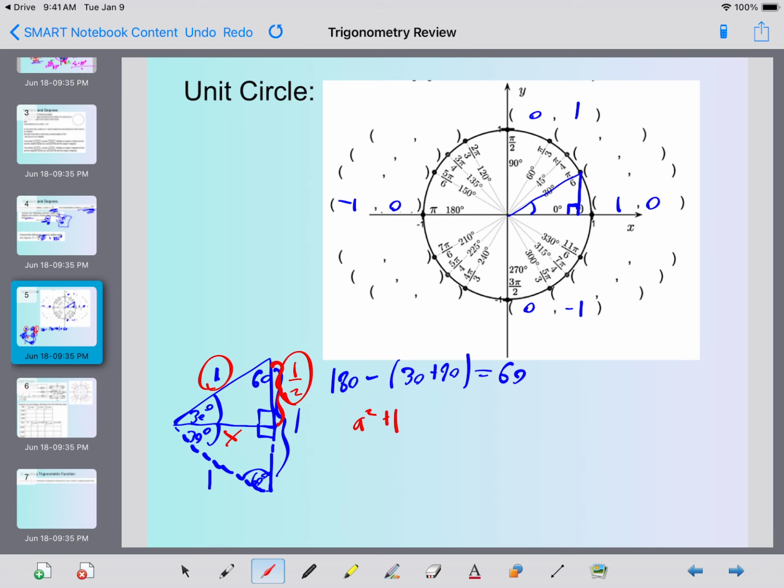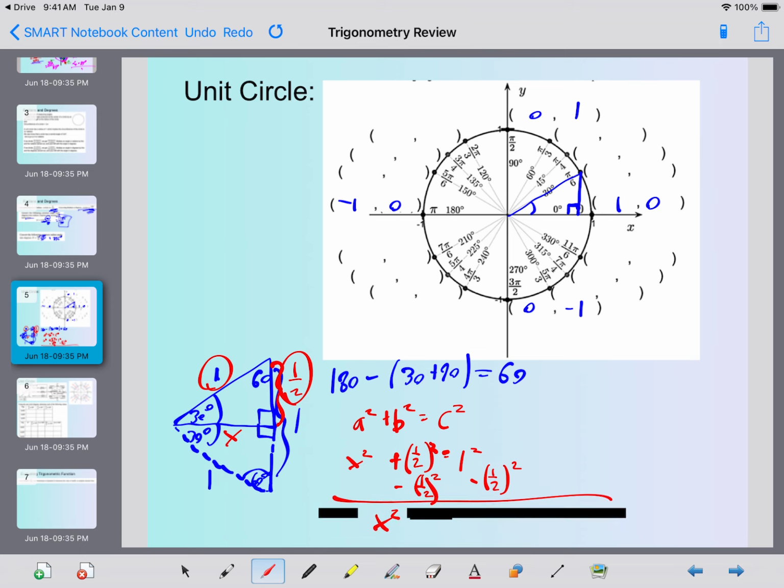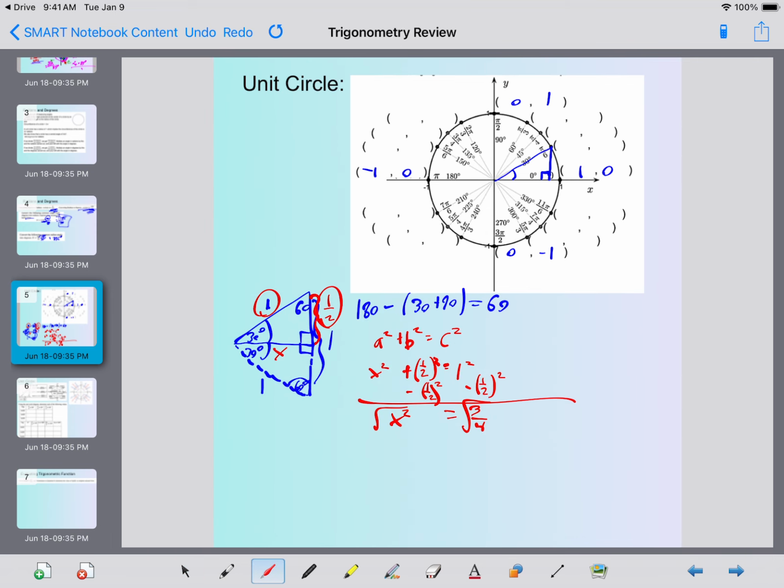So a squared plus b squared equals c squared. We have x squared plus 1/2 squared equals 1 squared. Subtract 1/2 squared, or subtract 1/4. And we have x squared equals 1 minus 1/4, which is 3/4. Take the square root of both sides. x equals the square root of 3 over the square root of 4, which is 2. So square root of 3 over 2.